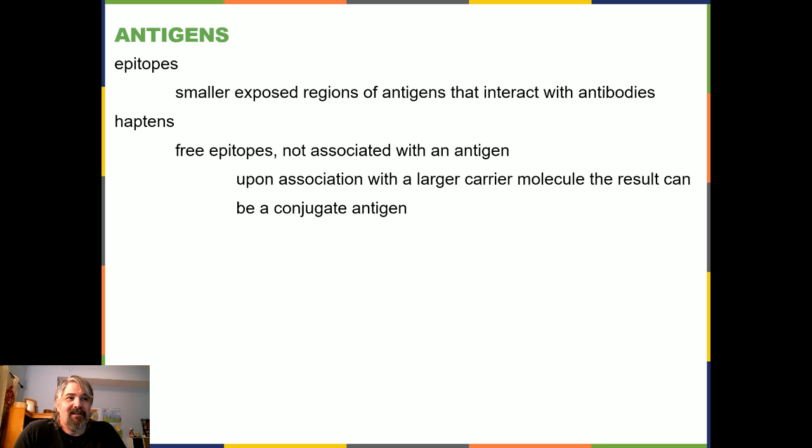So antigens, the anatomy of an antigen, if you will. We have the epitopes, which are the exact little region that interacts with the antibodies, where the antibody directly binds. And then we have haptens. Those are free epitopes that are not associated with a particular antigen. Now, upon association with a larger carrier molecule, the result can be a conjugate antigen.